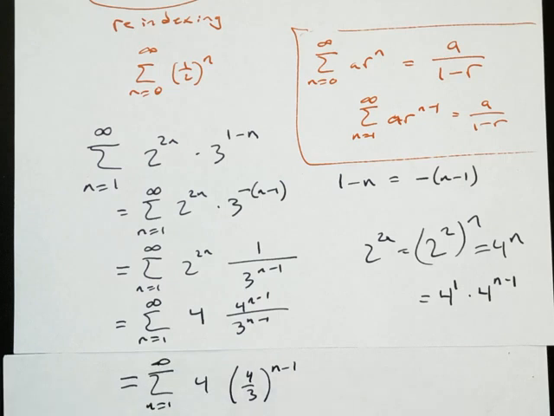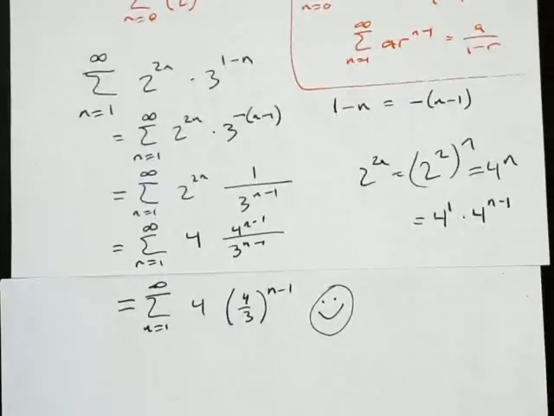It's the right form, yay! Now what? My r would be 4/3 and my a would be a fourth. That is correct. But before we go ahead and plug into our formula, what do I notice about that r? Greater than 1, that means that actually diverges.